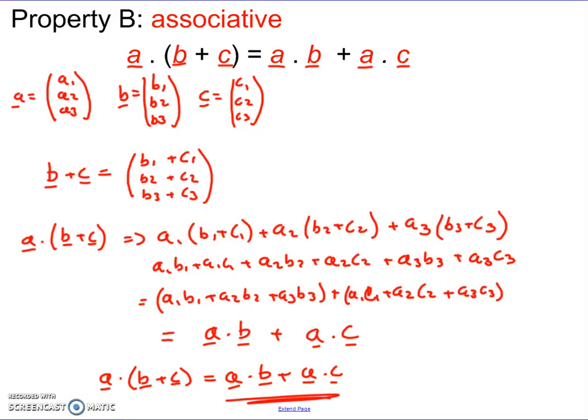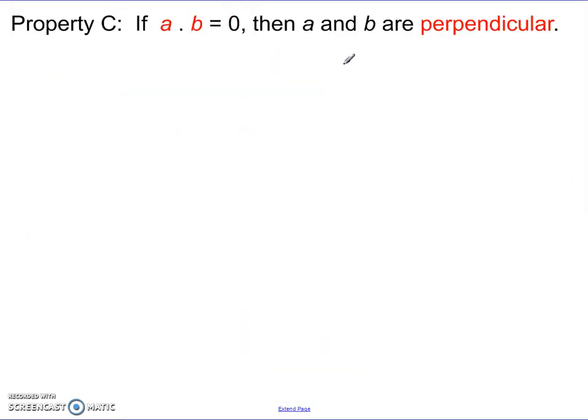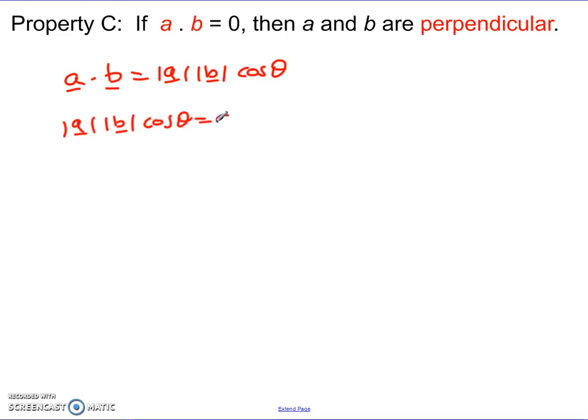The third property we want to work with is perpendicular vectors. If we take the scalar product of two vectors, A dot B, and we get 0, then A and B are perpendicular. This one again is fairly straightforward to prove. Remember our form for the scalar product: A dot B equals the magnitude of A, magnitude of B, cos theta. Now if A dot B equals 0, then the magnitude of A times the magnitude of B cos theta equals 0.